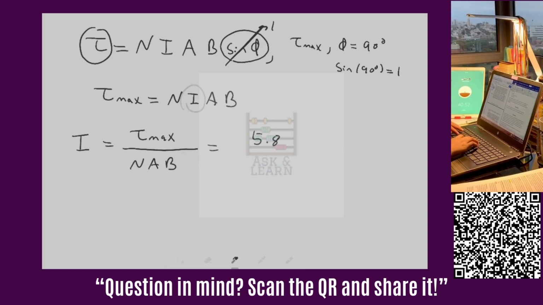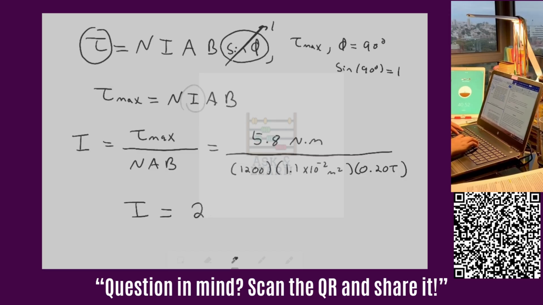Our maximum torque is 5.8 Newton meters. The number of coils is 1200. We have a surface area of 1.1 times 10 to the negative 2 meters squared, and the magnitude of our magnetic field is 0.20 teslas. Put all that in our calculator, and we see that the current going through this coil is going to be about 2.2 amps. And that is our answer.